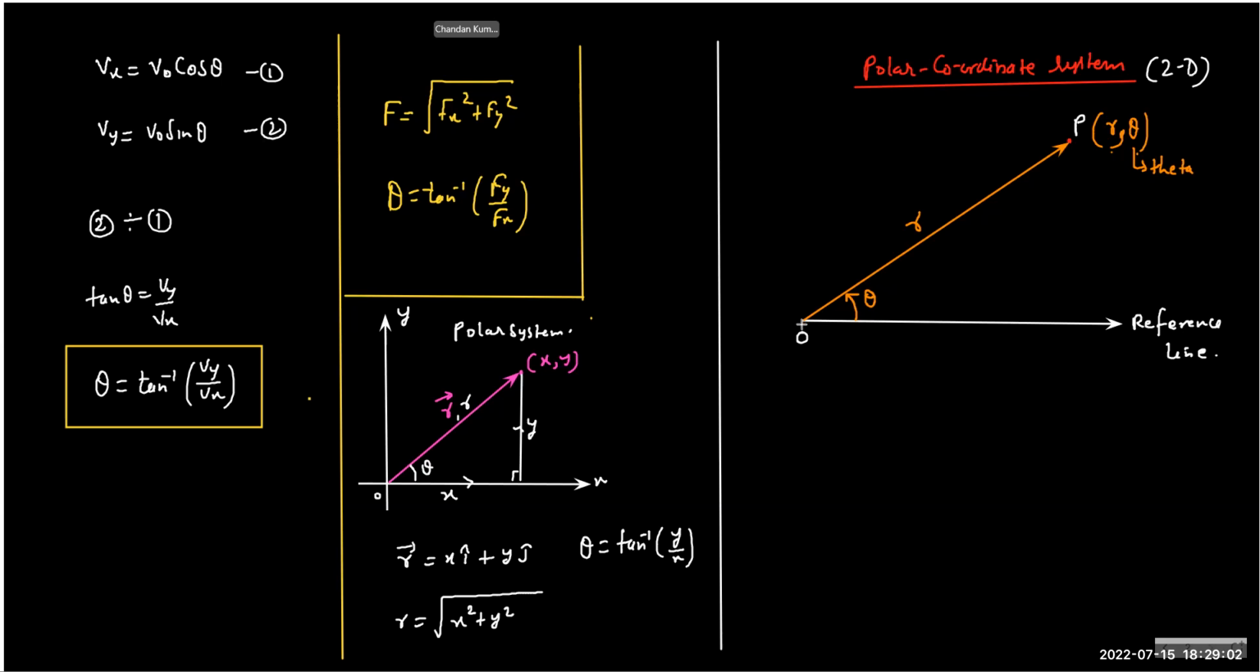I want to know whether these two systems are related. The answer is yes. If I choose the reference as my x-axis, which is a separate assumption, and the perpendicular as y-axis, then clearly we can correlate r with x and y, right? So this is x and this is y. Can we say x is nothing but r cos theta? Can we say y is r sin theta? Yes, sir.